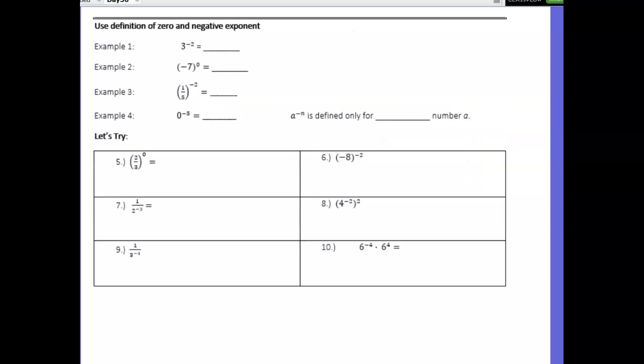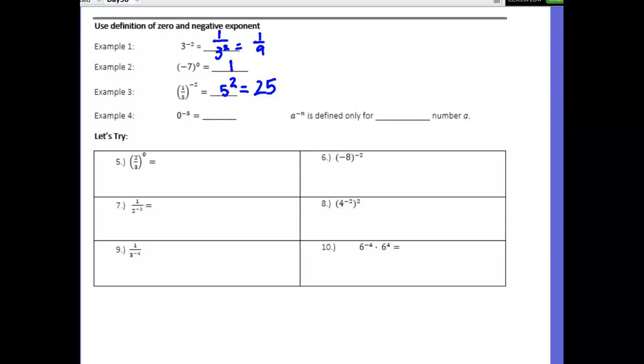So example number 1, 3 to the negative 2, I would just write this as 1 over 3 to the positive 2, and that would be 1/9. The second one is just an example of anything to the 0 power would be equal to 1. Okay, number 3, because it's to a negative exponent, I'm going to take the reciprocal of 5 over 1, or 1 over 5, the reciprocal would be 5, and then that would be to the second power instead of the negative 2, and it would be equal to 25.